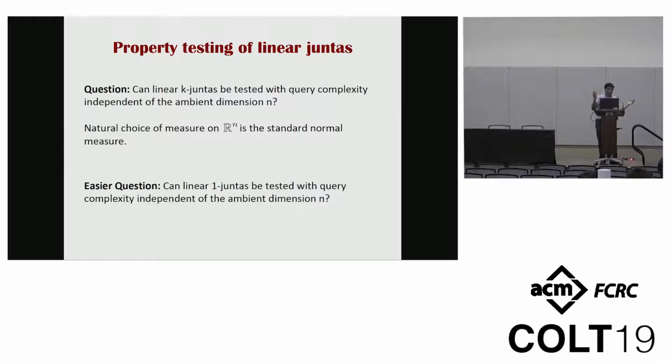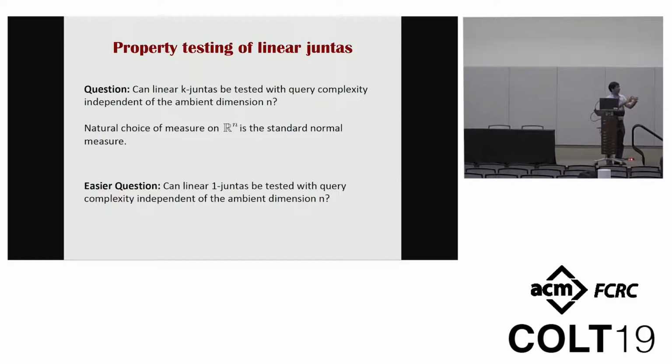And we want to ask the same question as before, namely, can linear k-juntas be tested with query complexity independent of the ambient dimension n? Same thing that we could do over juntas on the Boolean cube. And how do we measure? Again, we need some notion of distance between two functions, so we need to endow R^n with some measure. Since we are talking about basis independence, it would be natural to put a measure which is rotationally invariant, which doesn't have preferred directions, and maybe the most natural choice is the standard normal measure on R^n.